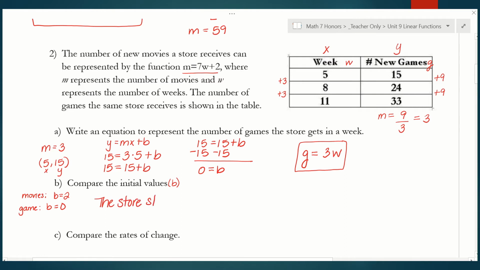So the store started with more movies than games.